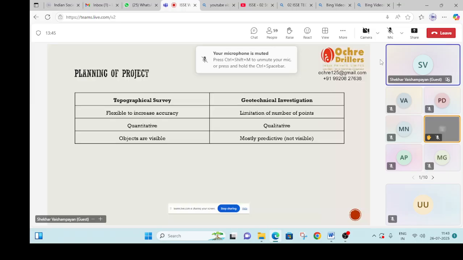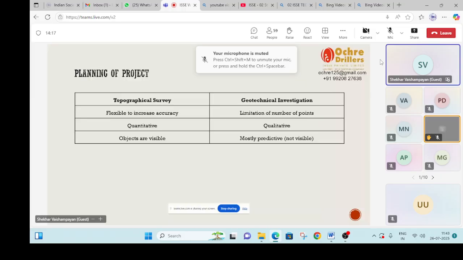If you want to increase accuracy, you can bring it to 5 by 5, maybe 3 by 3, maybe 1 by 1, and plot contours at very small intervals of even 0.25 meters. What actually happens in a topographic survey is that the survey can be very quantitative. It can be analyzed properly, and these all give you an idea about how to do cut and cover and all that. And all the objects are basically visible above ground.